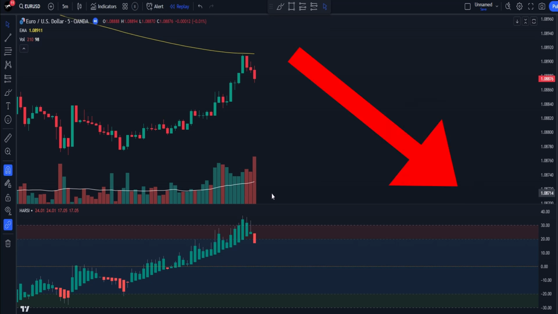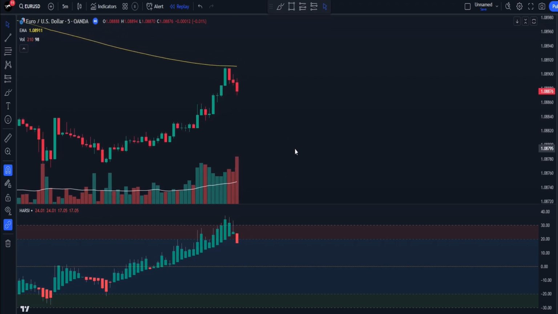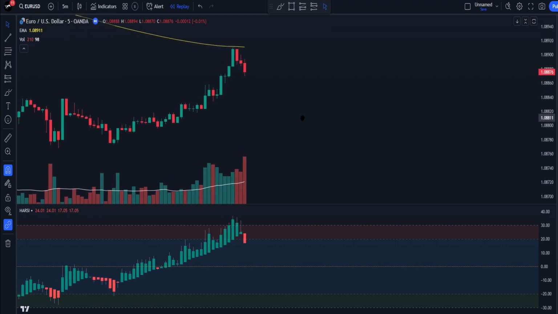Further fortifying the bearish stance is the appearance of a bearish volume bar, surpassing the 30-period moving average on the volume oscillator. This development implies the presence of ample bearish volume in the market, thereby augmenting the impetus for a downward price trajectory. Considering this confluence of signals, prudent action entails initiating a sell position at this juncture.